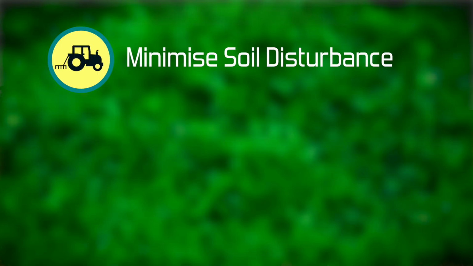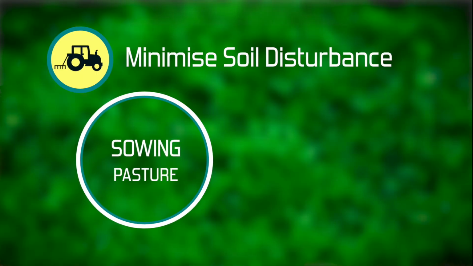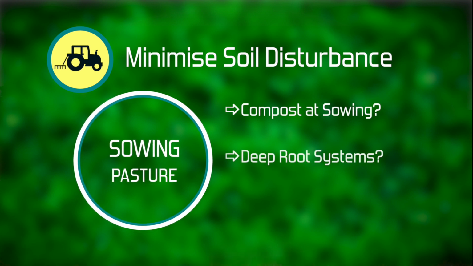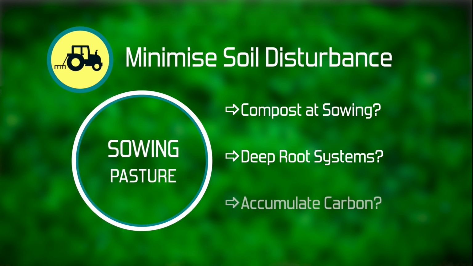Disturbance is necessary sometimes. As the old saying goes, you've got to crack an egg to make a cake, and that's okay, so long as our follow-up actions are going to build on that action. For example, if we're going to sow a pasture, do we want to put compost into that pasture at sowing? Are we sowing plants that have deep root systems? Are we managing a system that's going to accumulate a lot of carbon after that disturbance event?